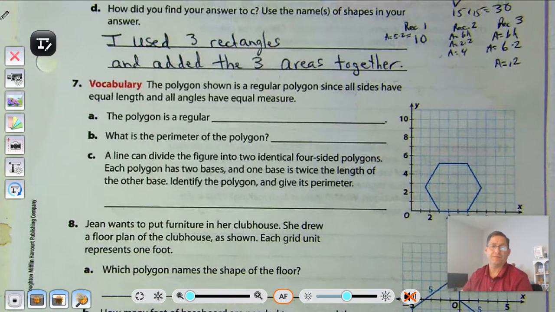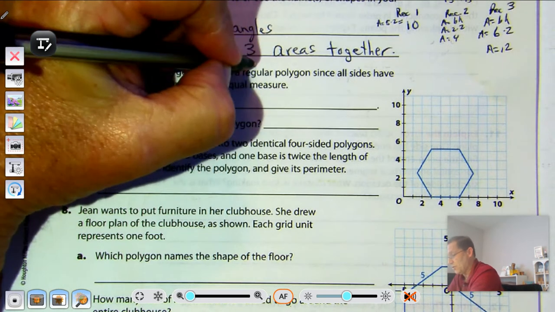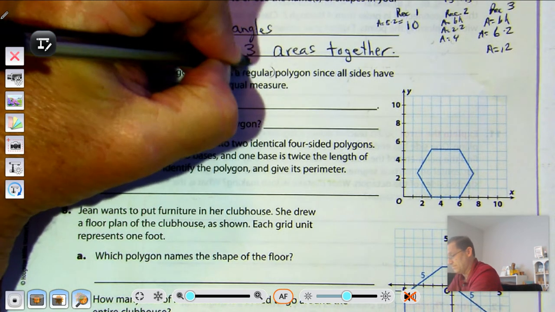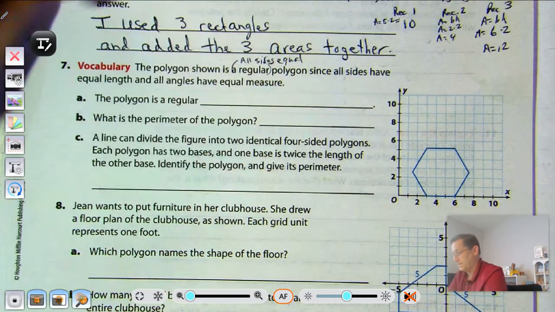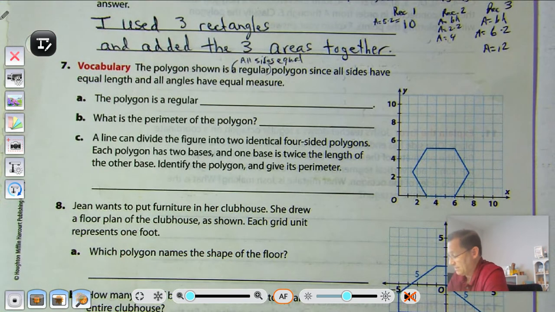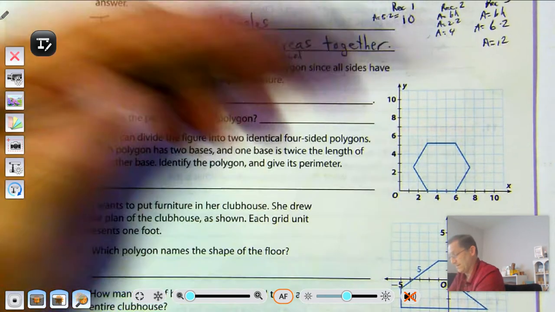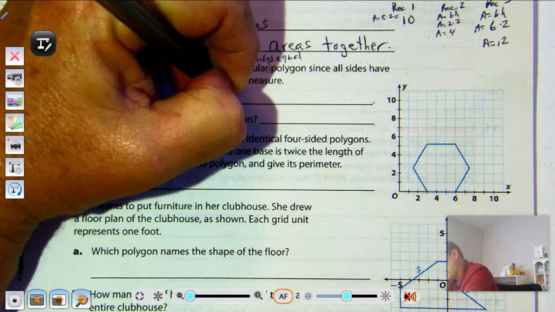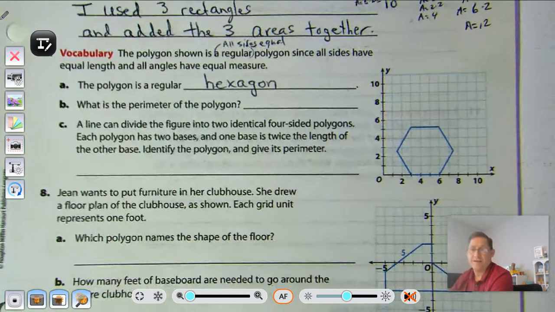All right, 7. The polygon shown is a regular polygon. Okay, so regular is a clue that all sides are equal. And it says that because all sides have equal length and all angles have the same measure. So the polygon is a 1, 2, 3, 4, 5, 6, a regular hexagon. What is the perimeter of the hexagon?